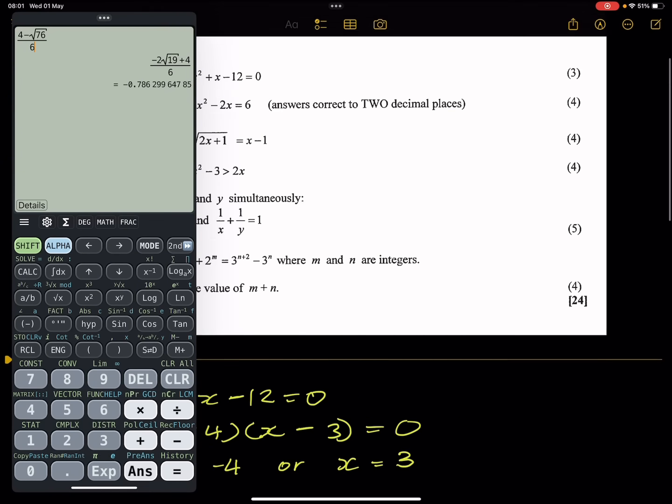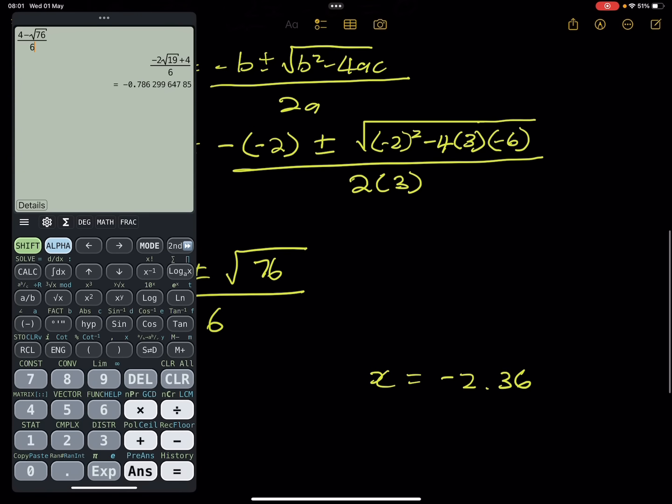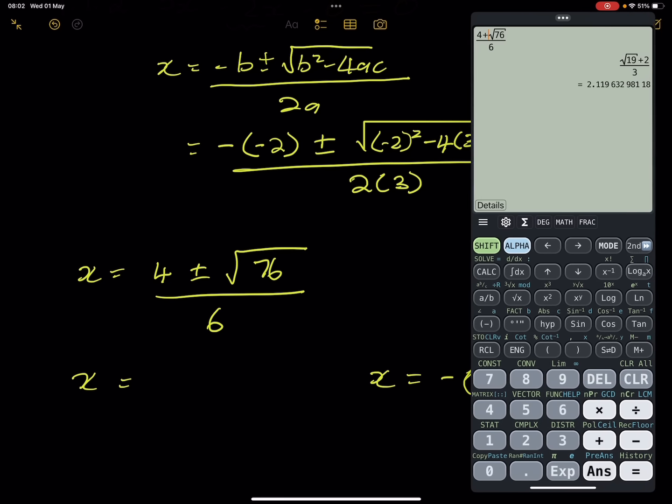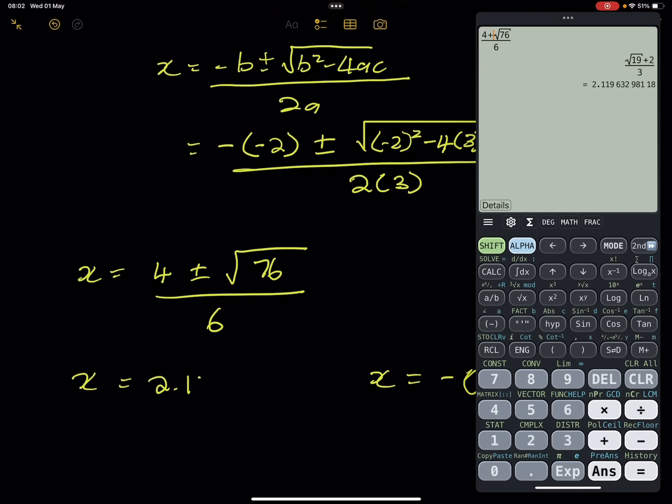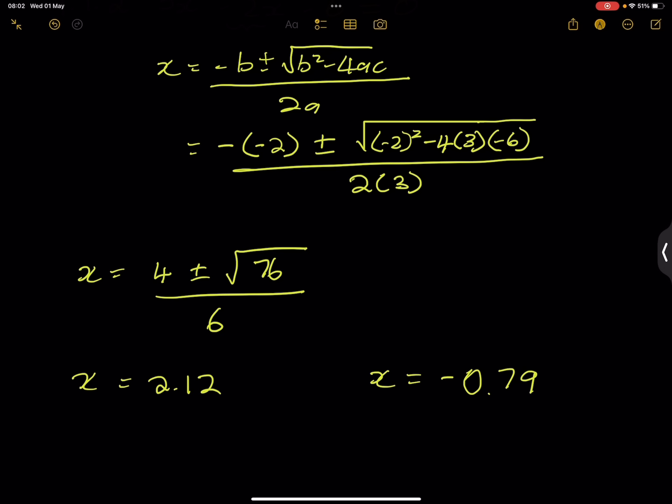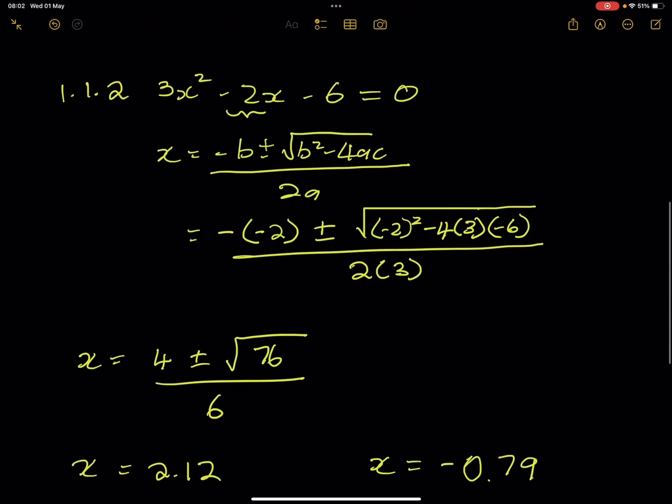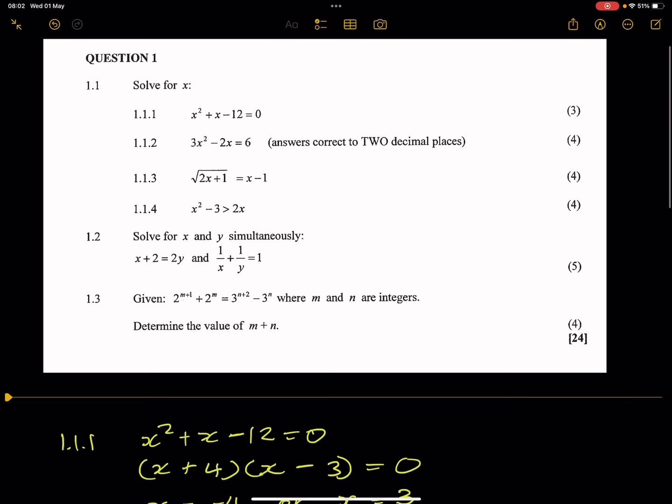So one answer is negative 0.79, and the other one, that's plus, becomes 2.12. So that's 2.12. Apologies for that. So that is how we will get to the final answer.